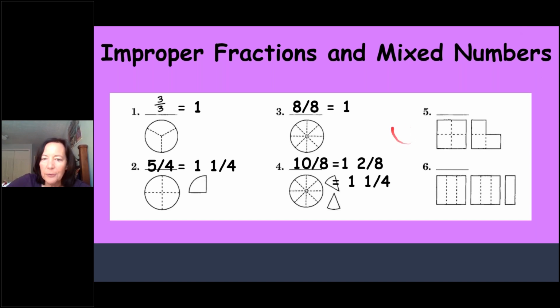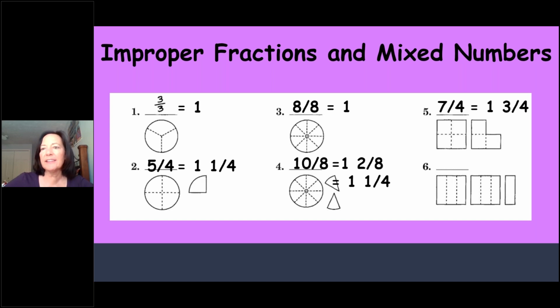I'm sorry, I can't really do my little thing because the GoToMeeting stuff is in the way. But number 5 up here: 7 over 4. Perfect. Nice. And so now write that as a mixed number for me. What would that be? That would be 1 and 3 over 4. Perfect.